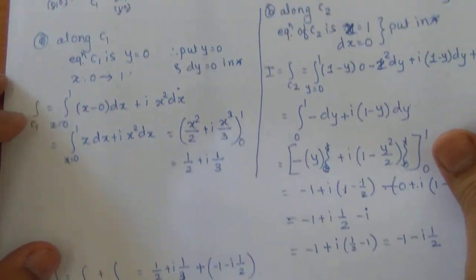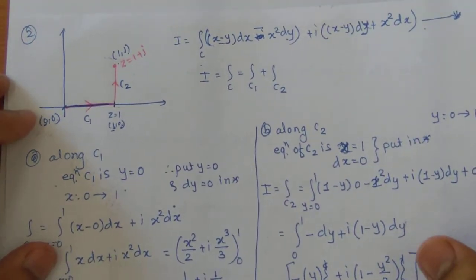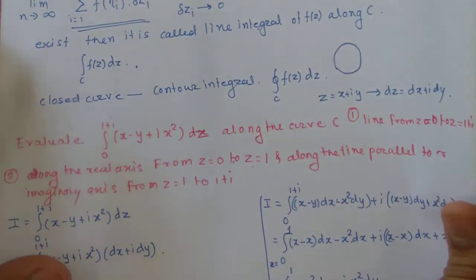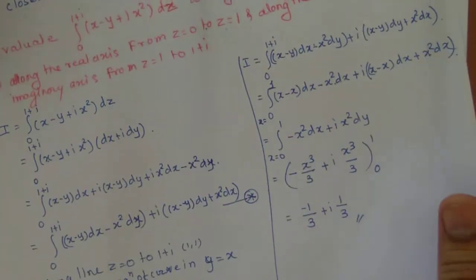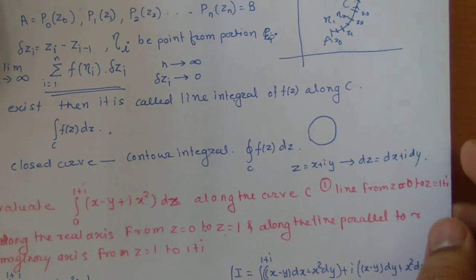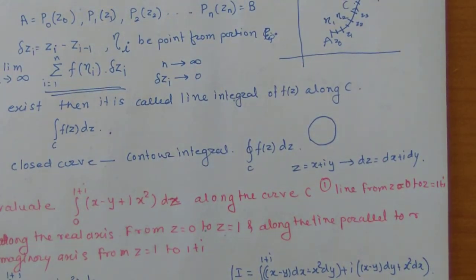Okay, so you may have observed that for different curves we are getting different integral values. When this is the straight line joining the 2 points, then the integral value is minus 1 by 3 plus i into 1 by 3. Now for the second, the value is different. So if we consider a different path for a function, then we get different integral values. Then the question comes: is there any chance that for a different path I may get the same value in the case of a particular function? Yes, it happens. In the next lecture, we are going to discuss the same scenario. Thank you.